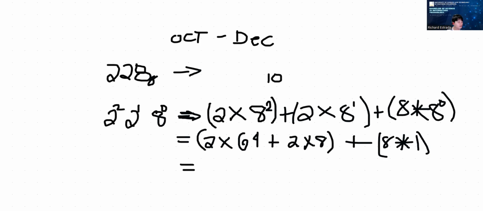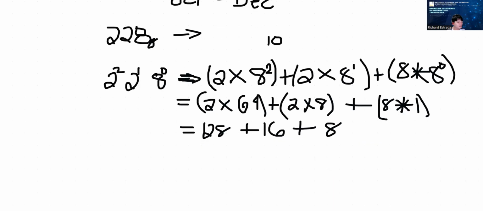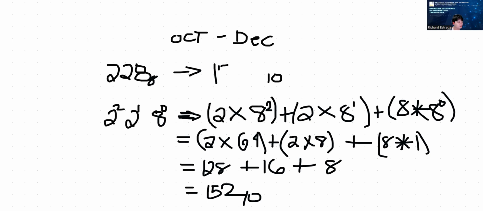So, 2 times 64, that is 128. Plus 2 times 8, that is of course 16. Plus 8 times 1, that is 8. So the answer is 128 plus 16 plus 8, that's 152. Okay, 152 base 10. So your 228 octal is 152 in base 10. So easy, right? Pretty easy.